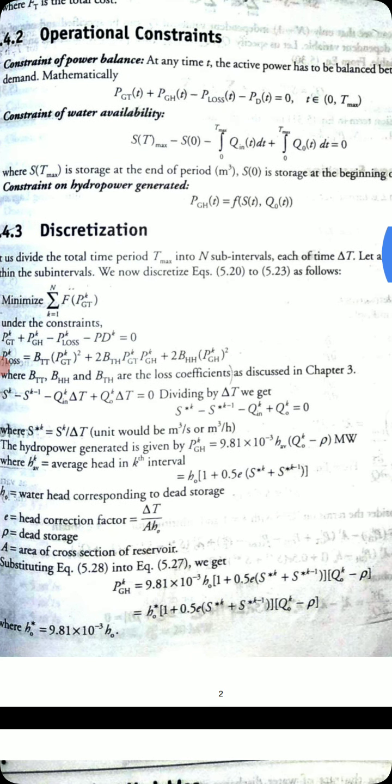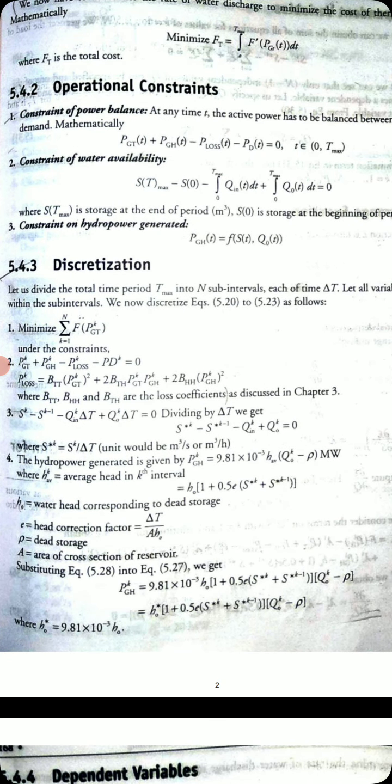Now the hydropower generated is given by PGH of k is equal to 9.81 into 10 raised to minus 3 H average into Q naught k. Then if you put the value of H average at the k interval, H naught into 1 plus 0.5 E times S^k plus S^(k-1). Here H naught is the water head corresponding to dead storage. E is the head correction factor, that is delta t by A H naught. Rho is the dead storage. A is the area of cross section of the reservoir.